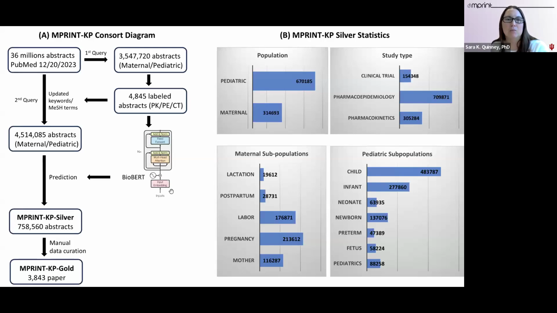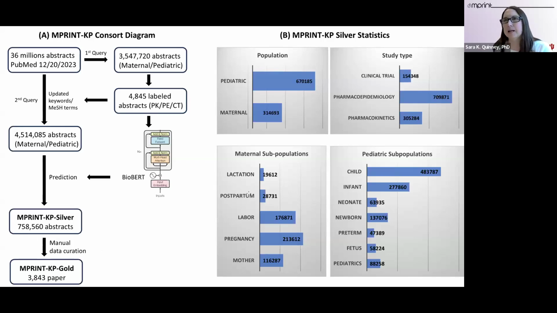You can see we used a BioBERT model for our silver natural language processing model where we had over 4,000 labeled abstracts that were used for training and validation of the model. From that, we were able to identify from PubMed over 750,000 relevant abstracts, and currently have about 3,800 of those manually curated into our gold database.